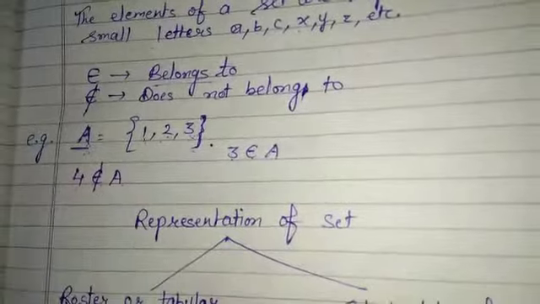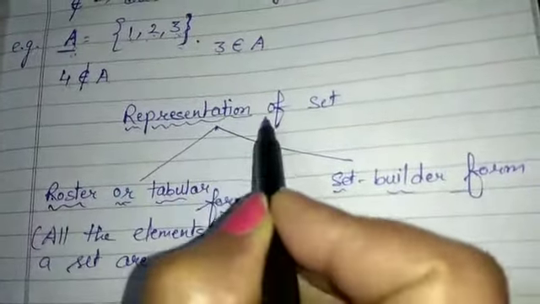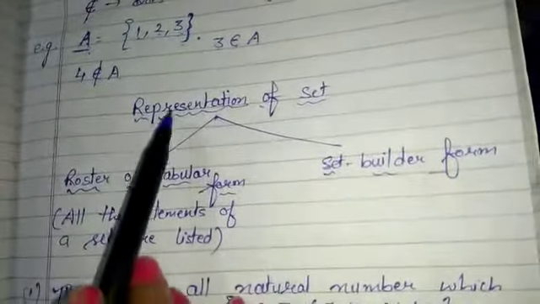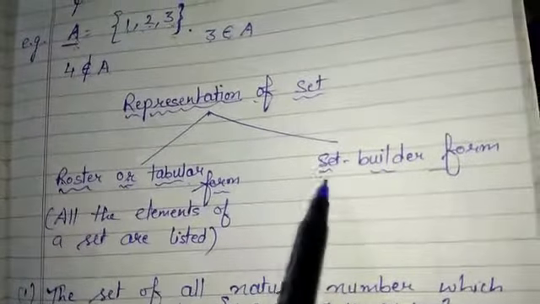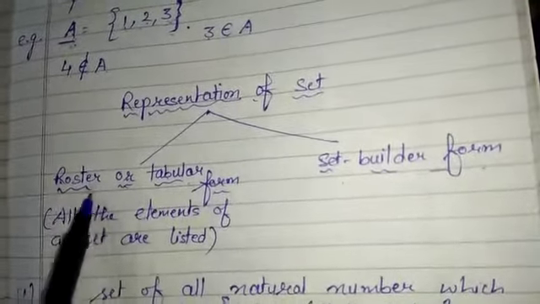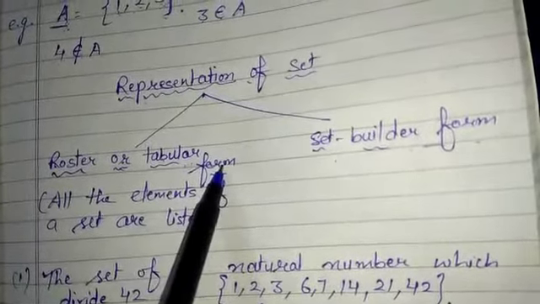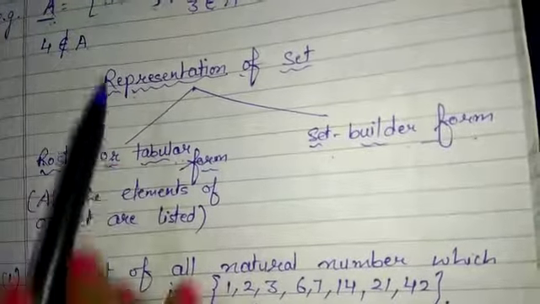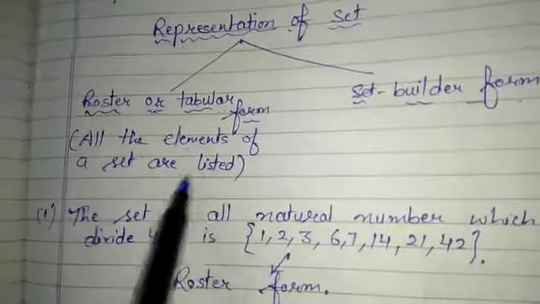Now the new topic is representation of set. What is representation of set? There are two ways for representation of sets. First is roster or tabular form, and the other is set builder form. Firstly, we will discuss roster form. Roster or tabular form is a form in which all the elements of a set are listed, same as this example.